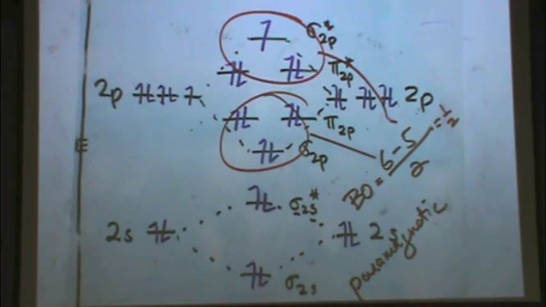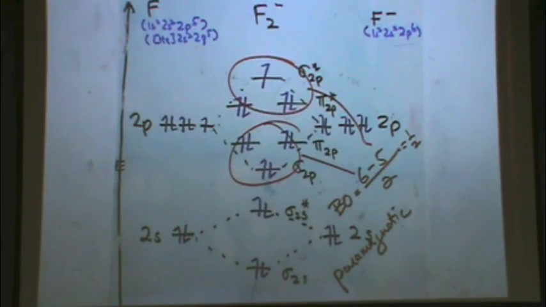Can't draw this and do this. Half bond. And sorry, I do not have liquid fluorine 2 minus to test in my magnet, but it would be paramagnetic as well. It's just like the previous one. Any questions on this?